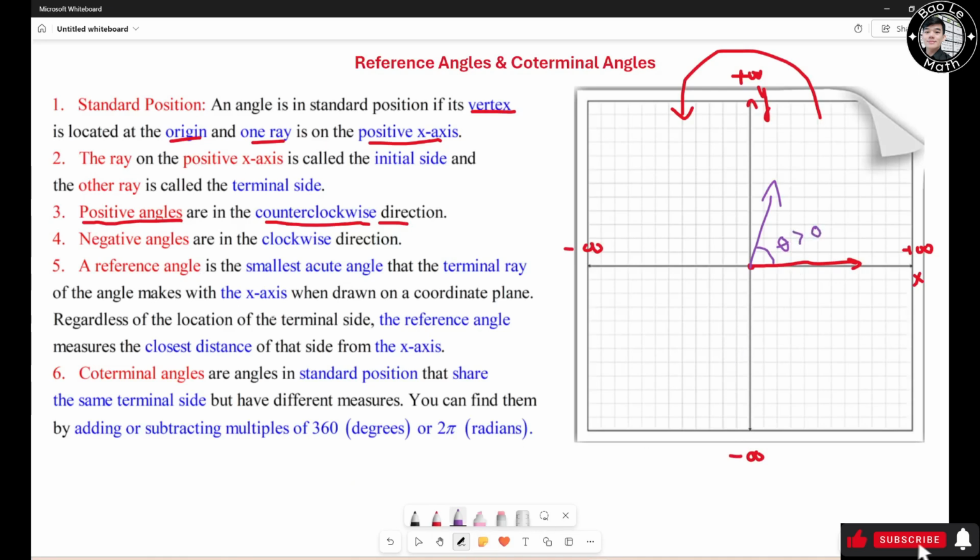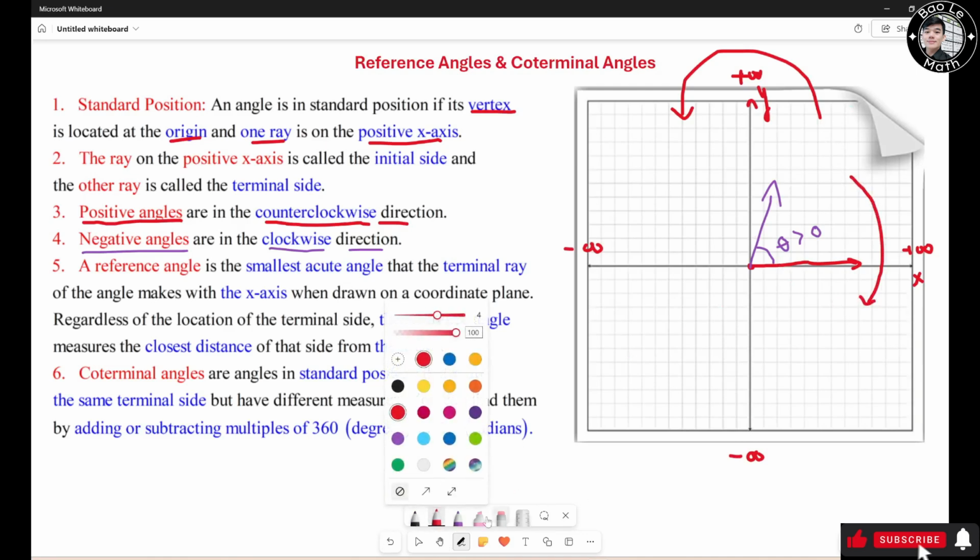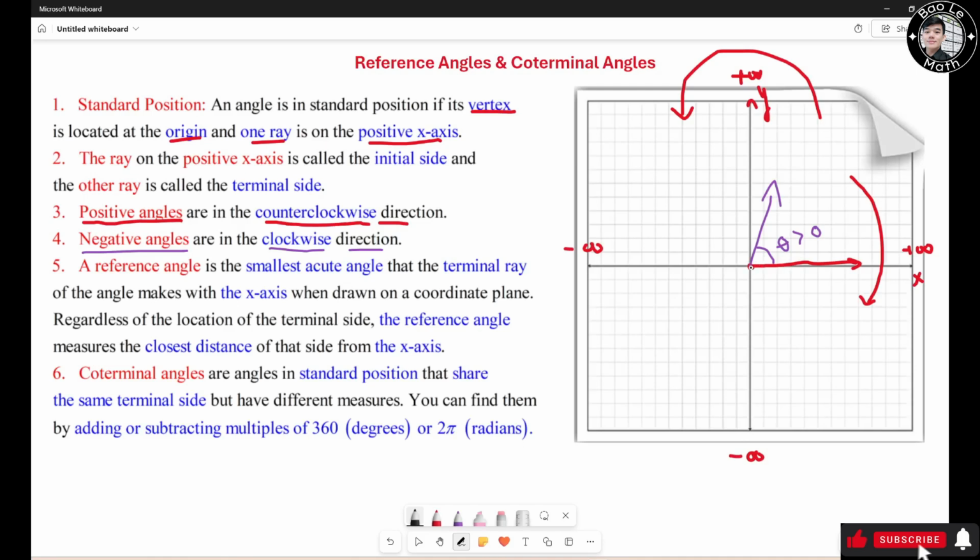Right? Now, we're going to talk about the negative angles. Negative angles are in the clockwise direction. Alright, so if the angle goes this way, the initial ray is going to be right here. Now the terminal ray is going to be like this, right? And the angle right here is going to be theta. This guy is less than 0, right?